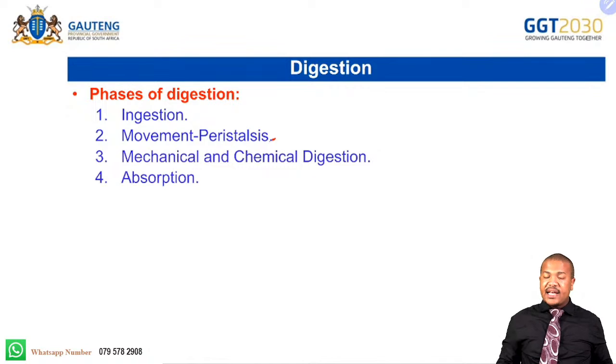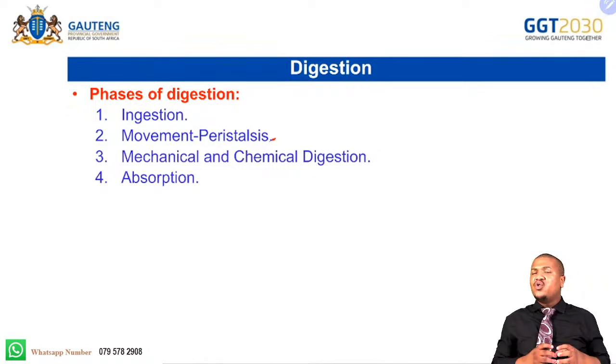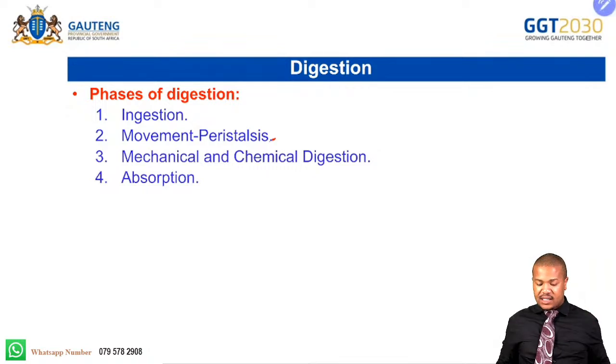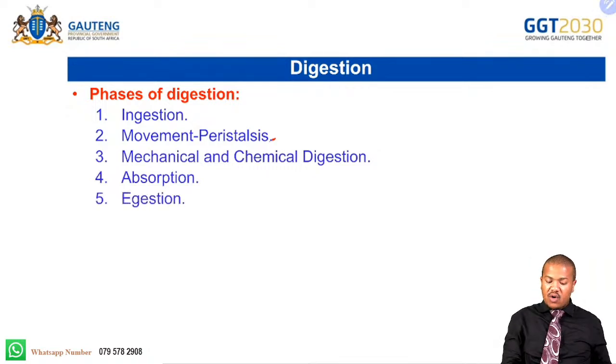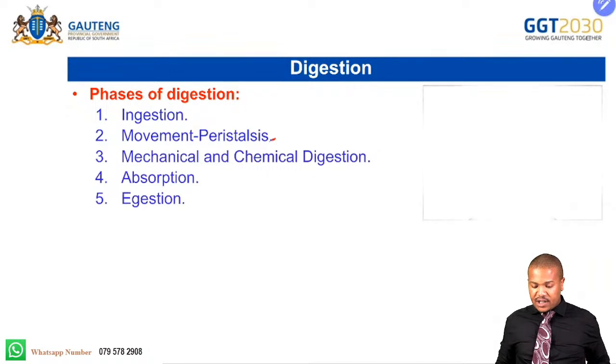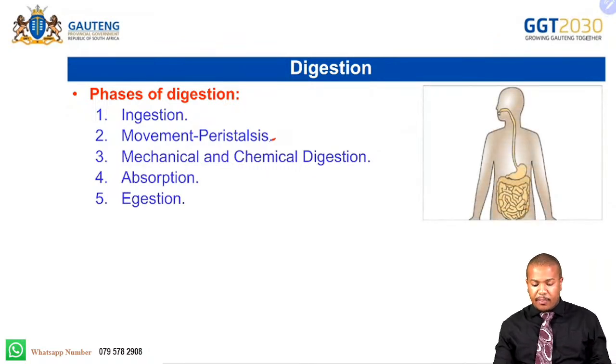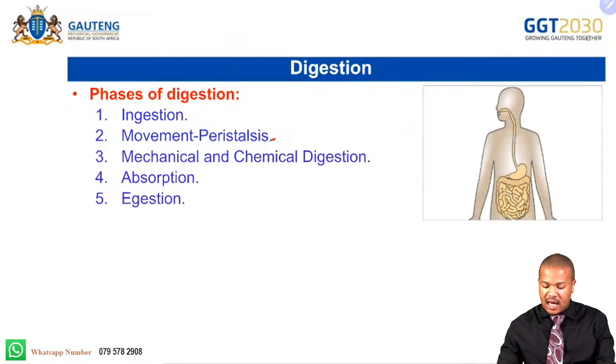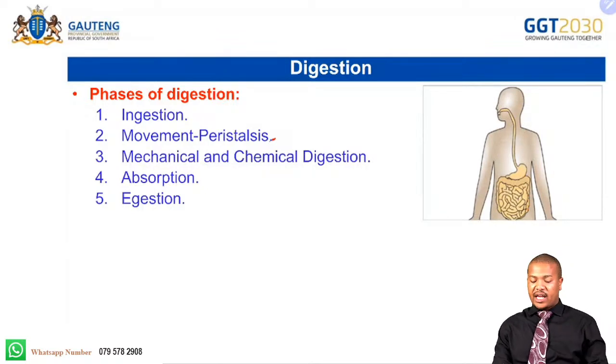Following that is absorption, when the nutrients are absorbed from the small intestine into our bloodstream, right? And also we have egestion, right? So let's look at this diagram to support our statement here regarding the phases of digestion.